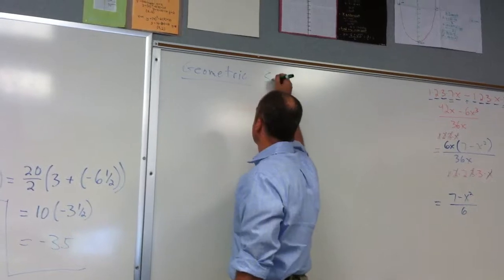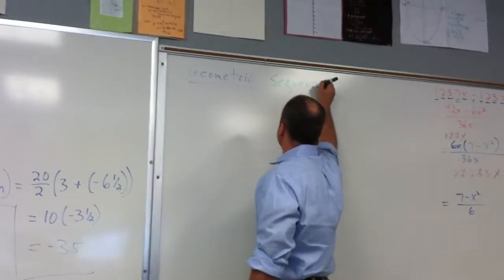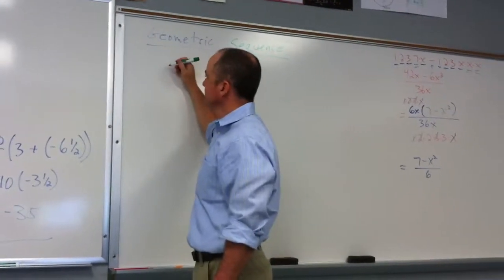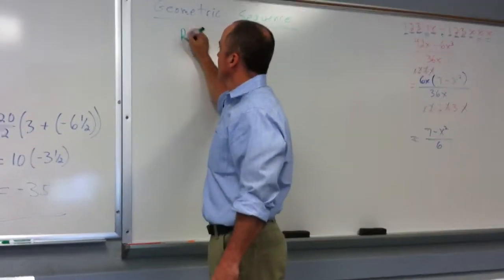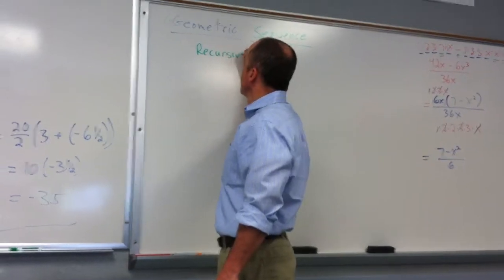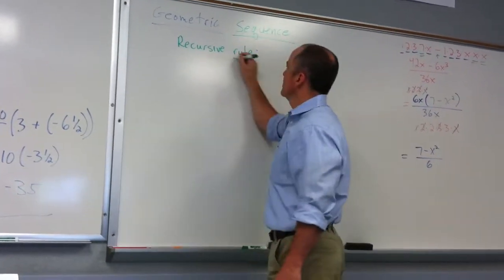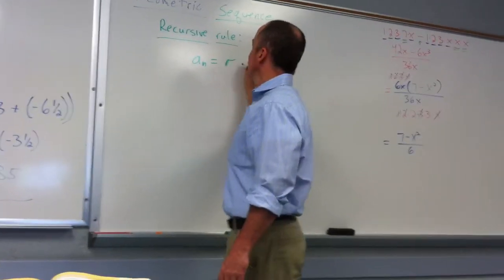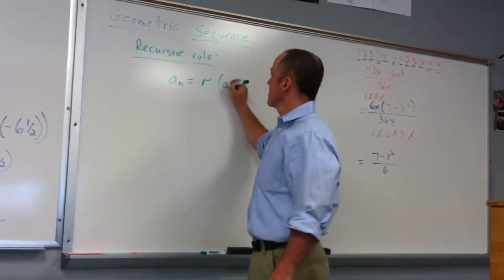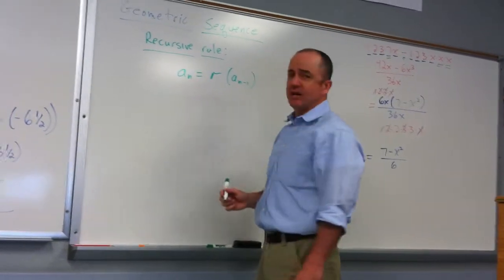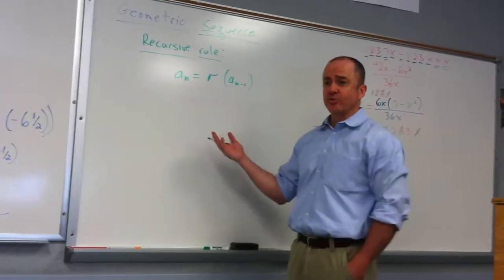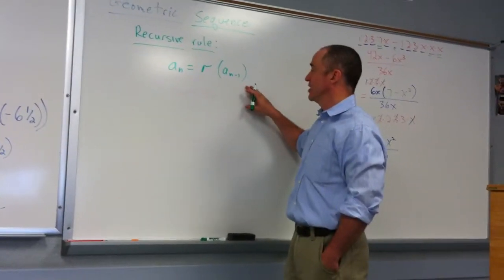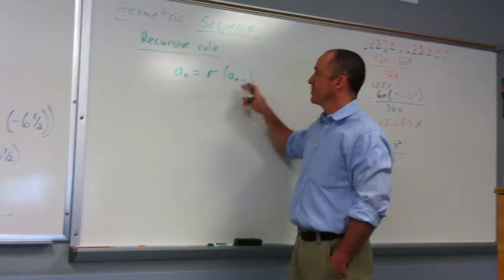Okay, geometric sequence is one where the recursive rule for a geometric sequence is a sub n equals something which I'll call r multiplied by a sub n minus 1. So the recursive rule, if you're going to describe the nth term in terms of whatever happened right before it, you multiply.